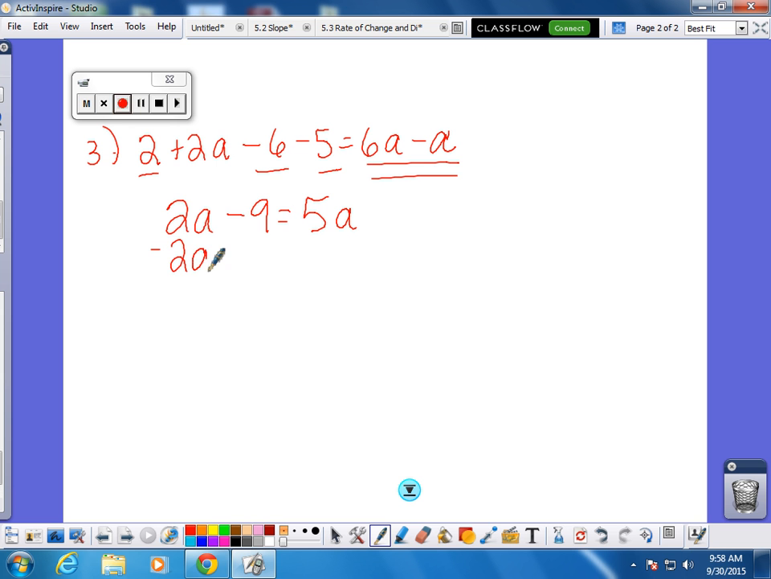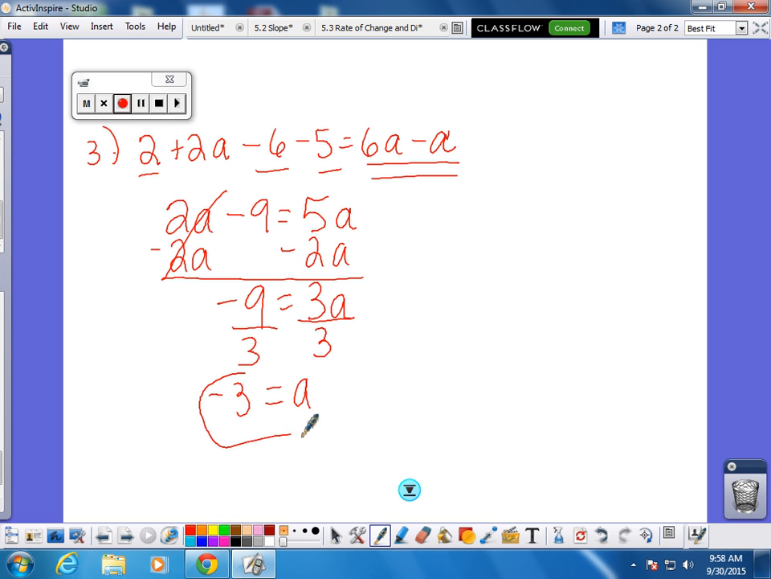Now I need to get all my variables on one side, all my numbers on the other side, so I'm gonna subtract 2A. That gives me 3A is -9. Multiplying 3 is in the way, so I divide both sides by 3. These have different signs, and so my answer is a -3. Questions about number 3? Who's made 100 so far? Awesome. Number 4.